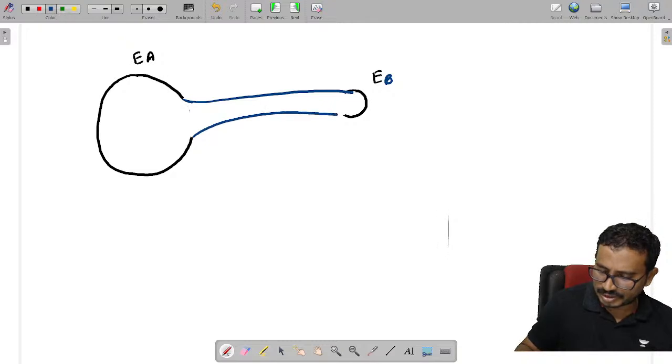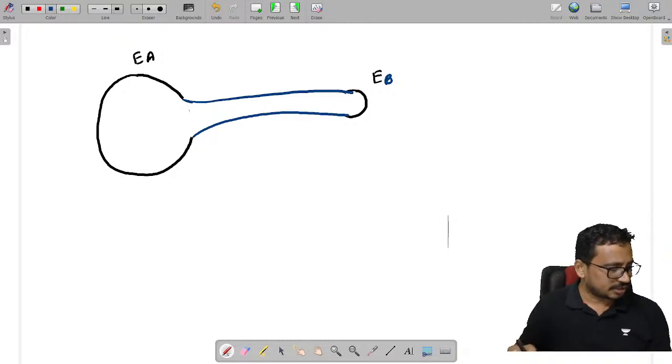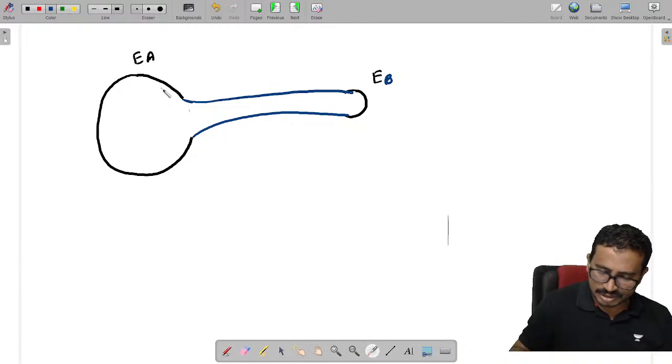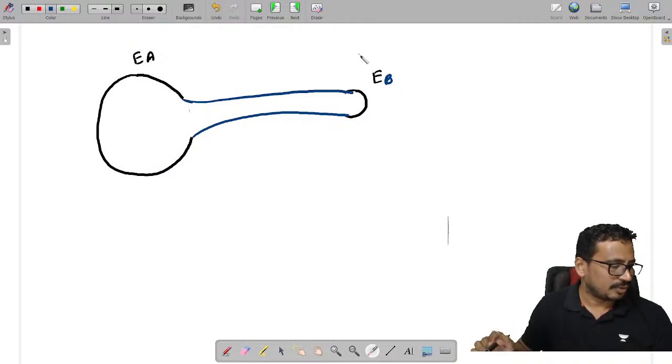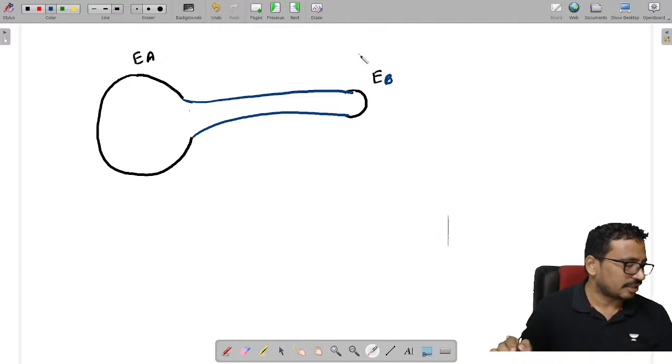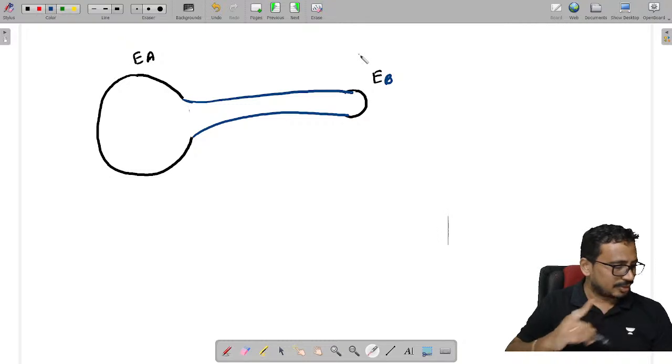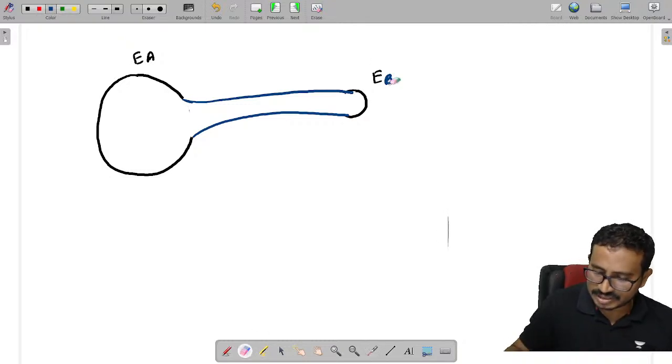I made this conductor like this. Now here, where do we have a high electric field, at the EA location or the EB location? Tell me, at which location is the electric field high? So here, at the EB location, the electric field is high.